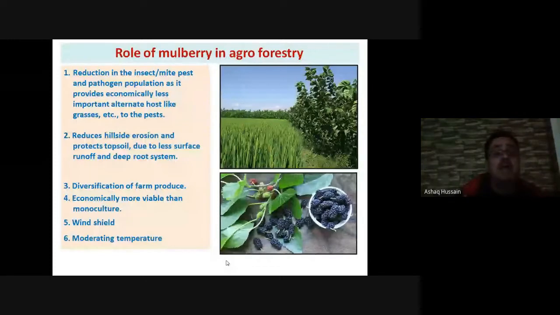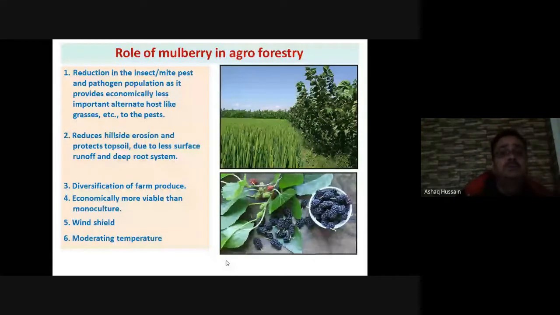Number two, the mulberry trees also provide very good fruits, mulberry fruit, and this has high medicinal and nutritional properties. So mulberry trees can also be introduced as an agroforestry enterprise by increasing the income and modifying the climate of a particular region.